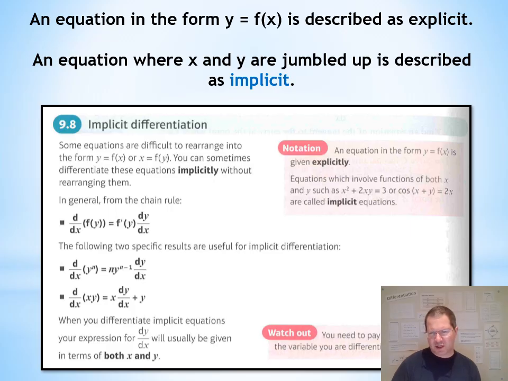So where it says notation in the textbook box, it gives examples such as x squared plus 2xy equals 3 or cos of x plus y equals 2x. Both of those are examples of implicit equations. And then over on the left, I'm not going to go through this, but essentially what it's talking about are functions of y, for which we're going to use the chain rule, and then products of functions of x and y, for which we're going to use the product rule.